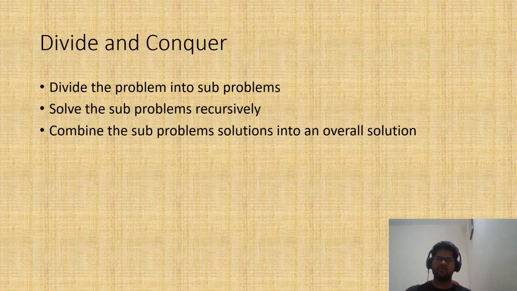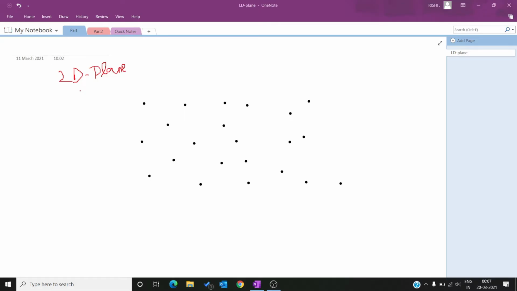So we are going to use the divide and conquer approach for the algorithm, which is basically: we first divide the problem into sub-problems, then solve the sub-problems recursively, and then combine the sub-problem solutions to form an overall solution. So now I'm going to explain the algorithm.